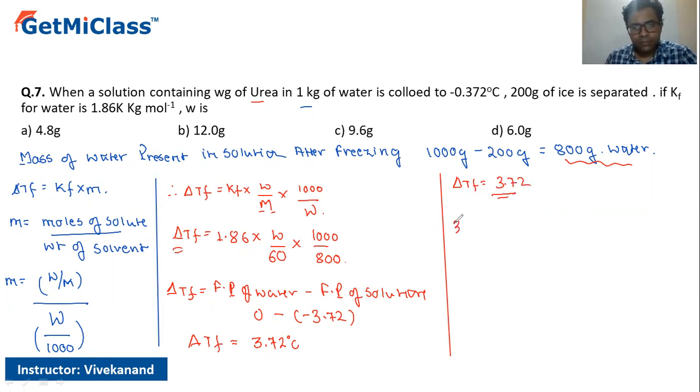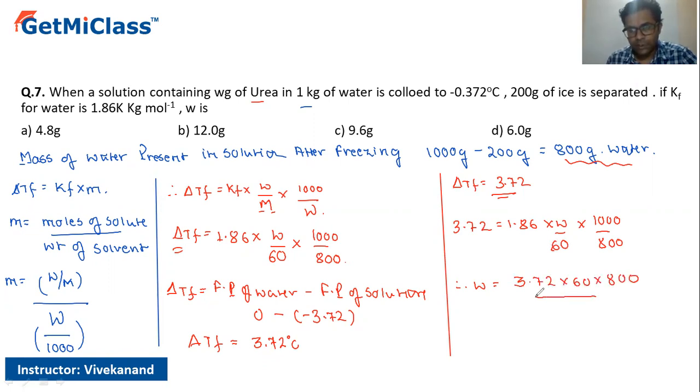So 0.372 is equal to 1.86 into W over 60 into 1000 over 800. So W is equal to, as we shift this up, 0.372 into 60 into 800, the whole thing divided by 1.86 into 1000. So when we solve it, it is going to give us a value of 9.6 grams. So the answer is option C. Thank you.